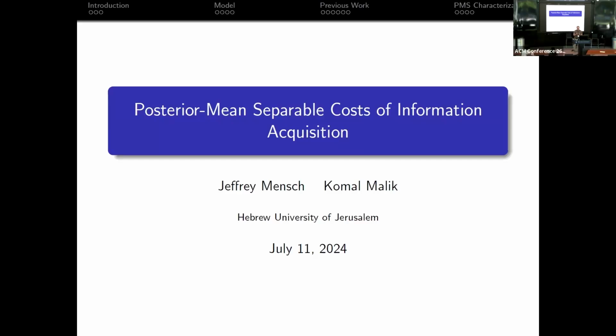So thanks for attending. As I briefly alluded to there, the innovation here is that we're talking about posterior mean separable costs, because there already exists a paper on posterior separable costs.